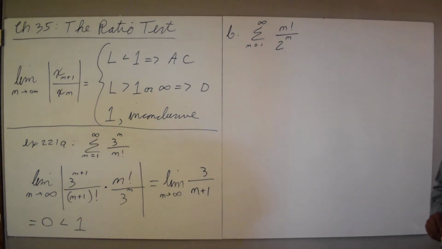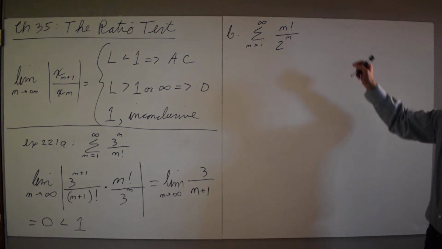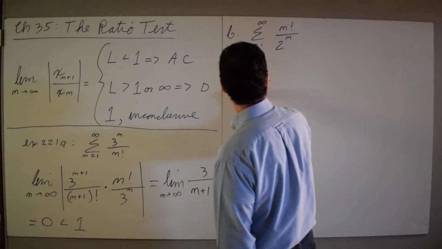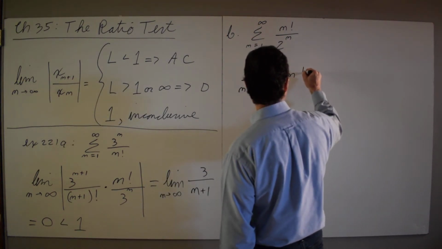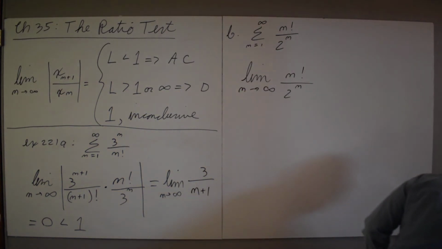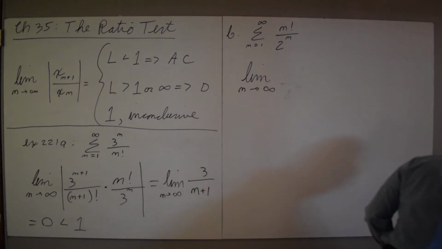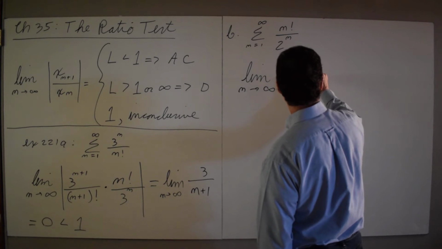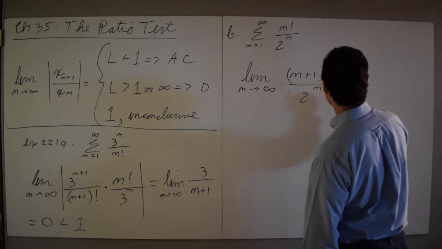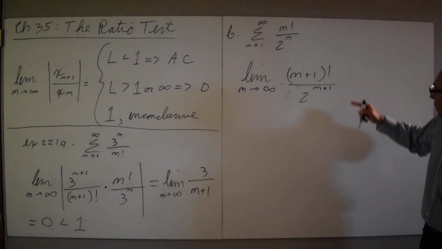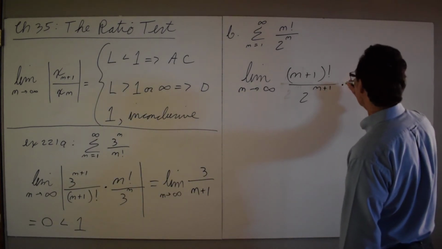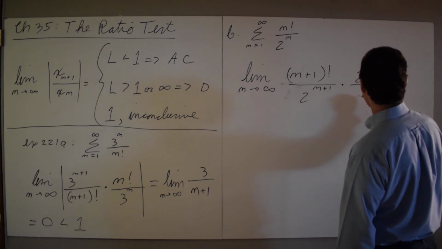From part A, we probably have a good idea of what's going to happen in part B. So to apply the ratio test, we will take the limit as n goes to infinity of n plus 1 factorial divided by 2 to the n plus 1. This is the n plus 1 term of the sequence, and now we'll divide by the nth term of the sequence, or in this case, we'll multiply by the reciprocal.